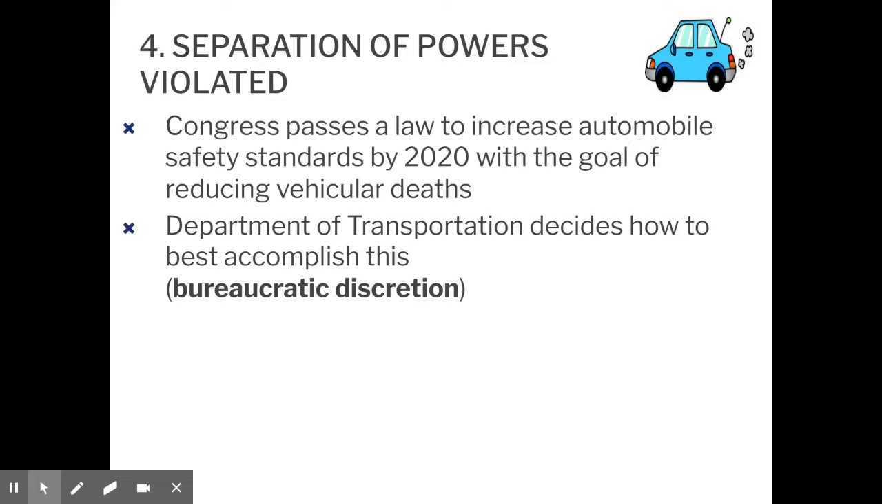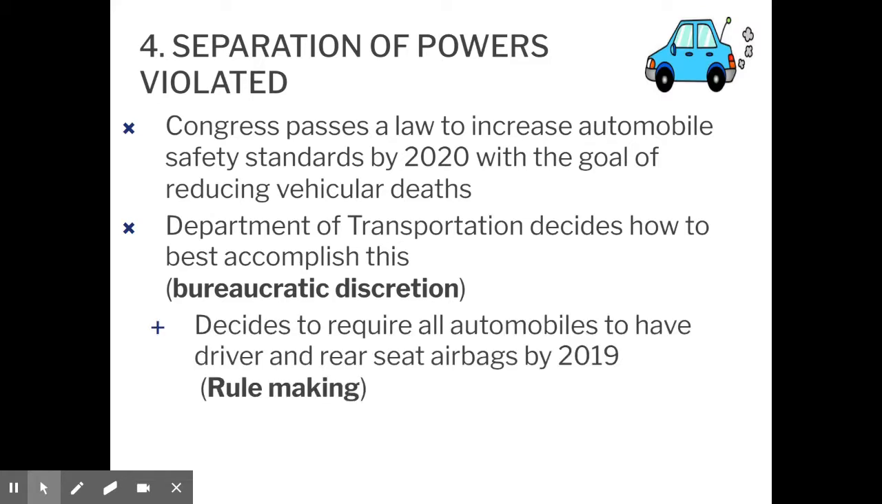But then what they ultimately do is they allow the Department of Transportation to decide how to best accomplish this. This is called bureaucratic discretion, when Congress leaves it up to the agency that's most related to the topic of the law to figure out a way to make this happen, right? So let's say in this case, the Department of Transportation decides that they're going to require all automobiles to have driver and rear seat airbags by 2019. It's a little outdated, the example. But that's how the Department of Transportation is going to accomplish Congress's goal. They were given the discretion by Congress to do this, and now what they've done is come up with a specific way. This is called rulemaking, where this government agency comes up with the specifics to fill in the gaps of Congress's law.